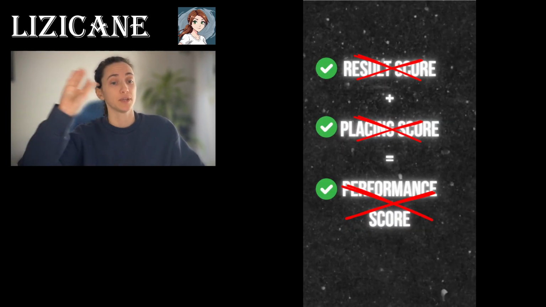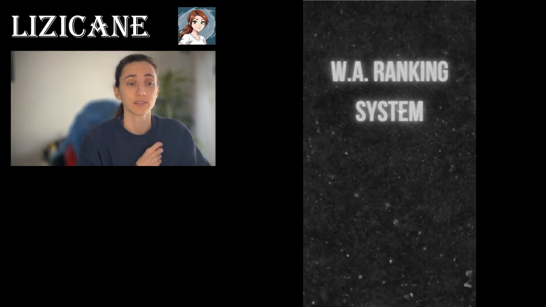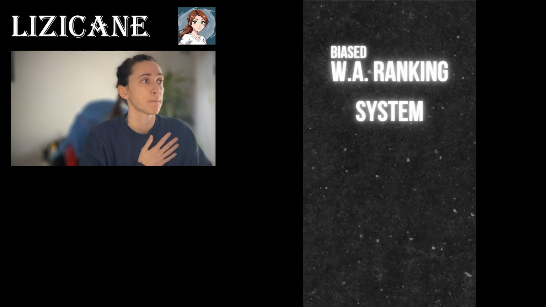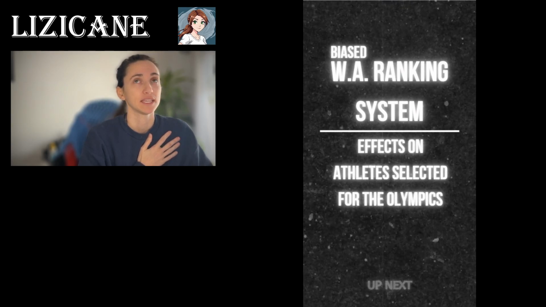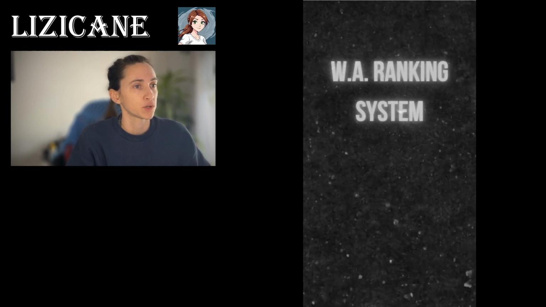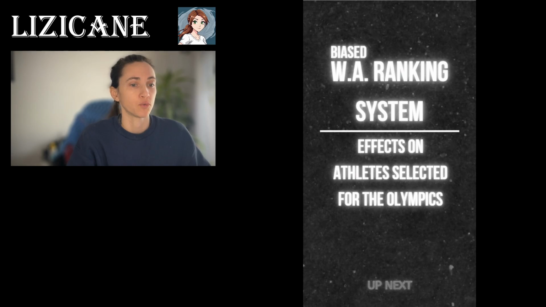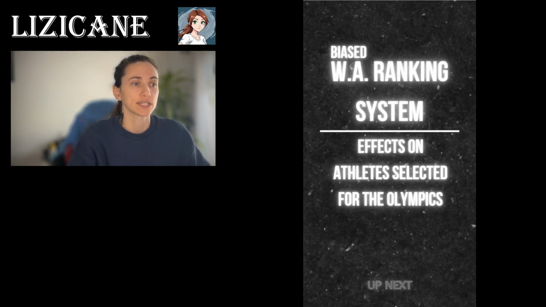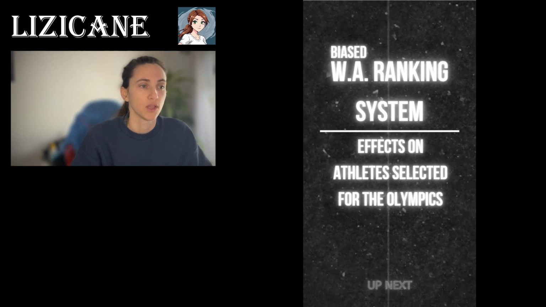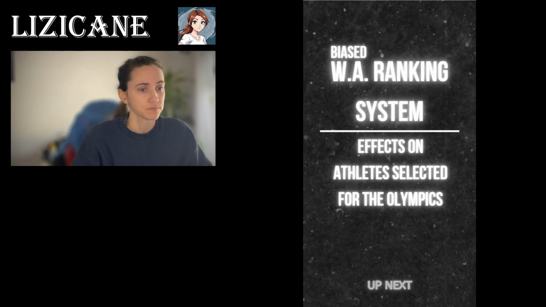So to me, something's off with the result score, something's off with the placement score. When you add those together, we have something off with the placement score. So I went ahead and just went for it, but the World Athletics ranking system to me looks a little biased. And so what I want to discuss next is actually the effects of that world ranking system on the athletes that were selected for the Olympics.